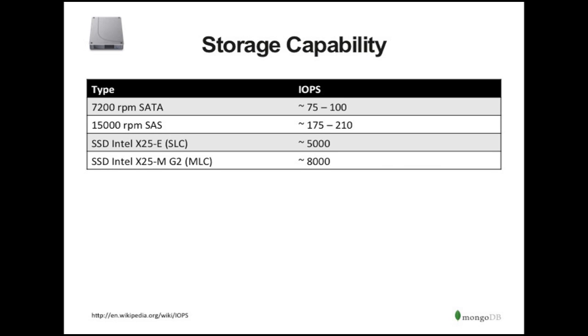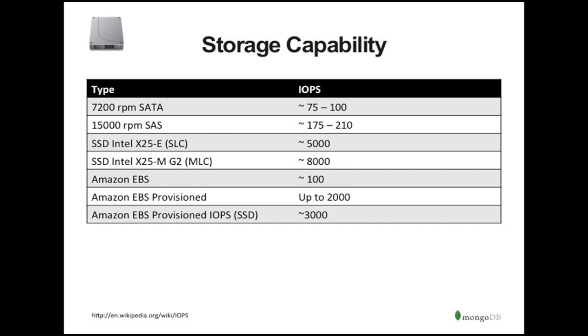But if we consider, for example, SSDs, we dramatically change the number of IOPS that we can add to our storage capabilities. So this is something that we definitely should think of when we are designing our infrastructure. Obviously, today we do a lot of cloud computing. So, for example, in Amazon, you should also consider what we can get.